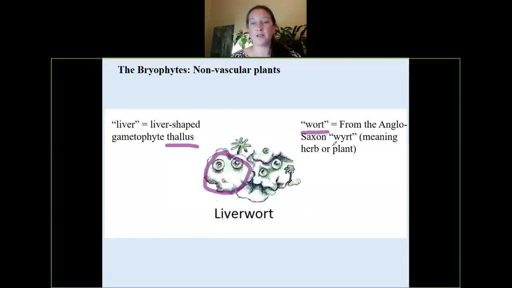Wort has this etymology of meaning herb or plant. So it basically says plant shaped like a liver. All right.